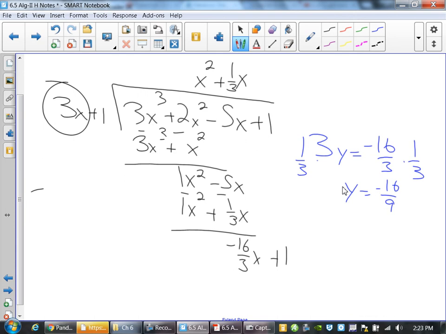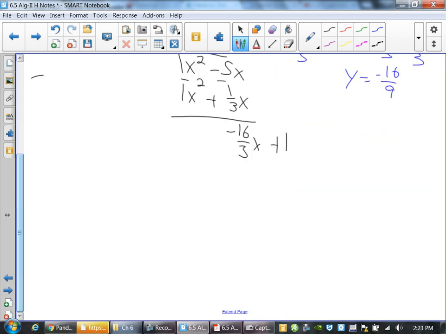What's the 1/3? How do you undo multiplying by 3? Isn't dividing by 3 the same thing as multiplying by a third? Yeah, that's where it comes from, the reciprocal. So multiply everything by negative 16 over 9.